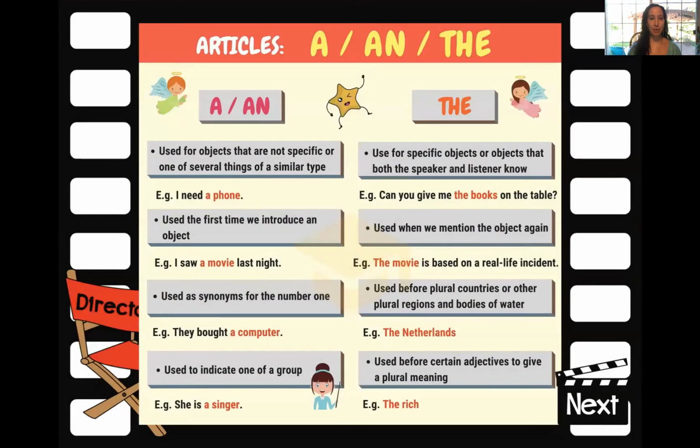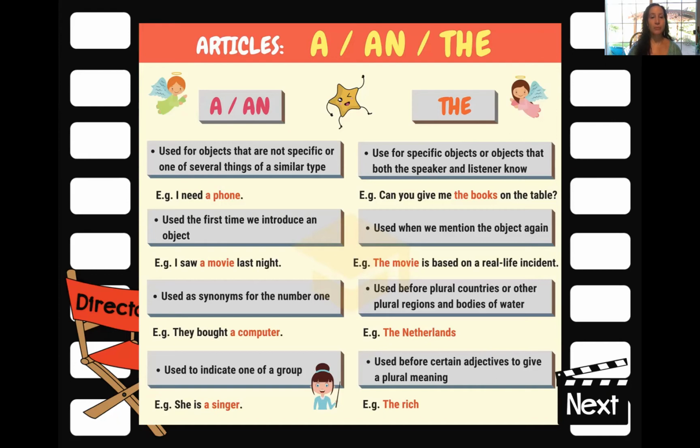Now, remember, articles a and an. Remember, a and an are indefinite articles. Articles the, remember, the is pronounced the. So if you can't remember, it's not the, it's the. Americans say the. We use a and an.